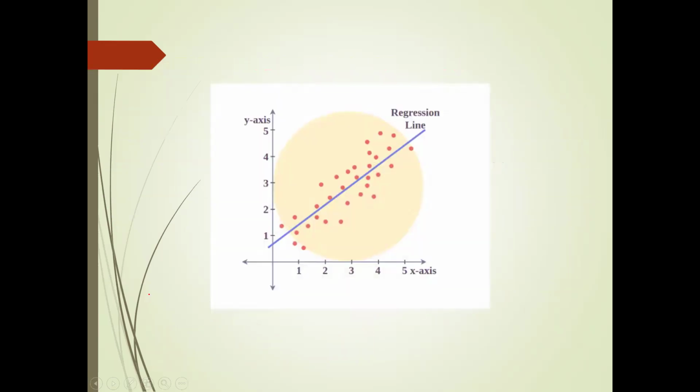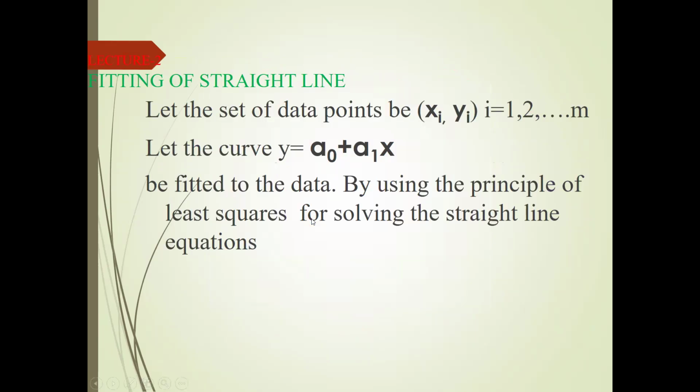So this is a fitting of a straight line. It is passing through the given data. This is the line which covers the maximum points and which minimizes the errors. So how best can we fit a straight line while minimizing the errors? We are going to explain that now. So, fitting of a straight line.